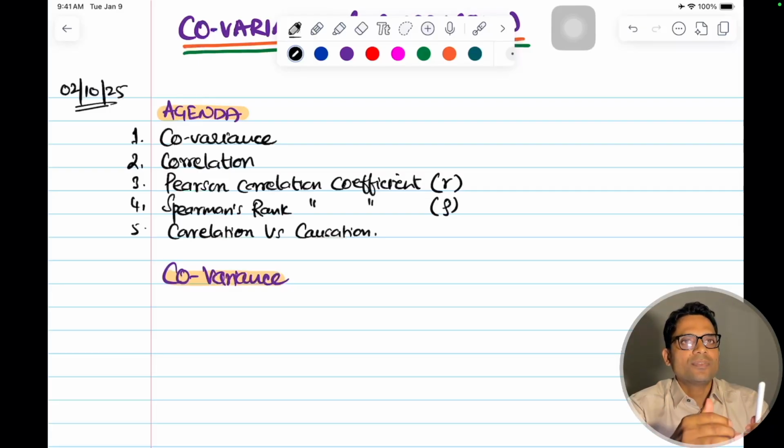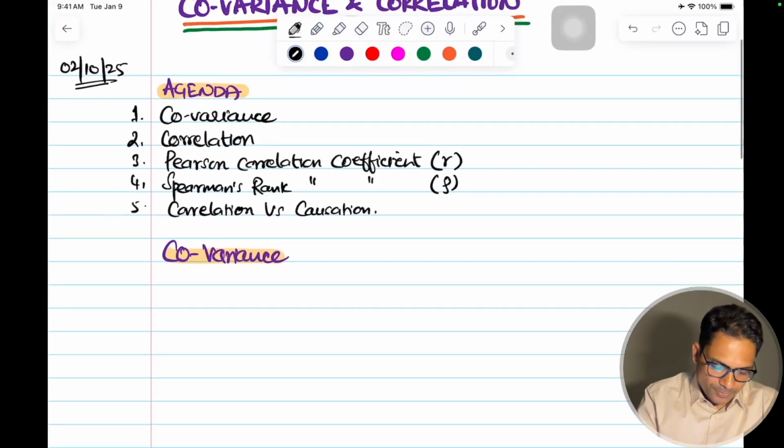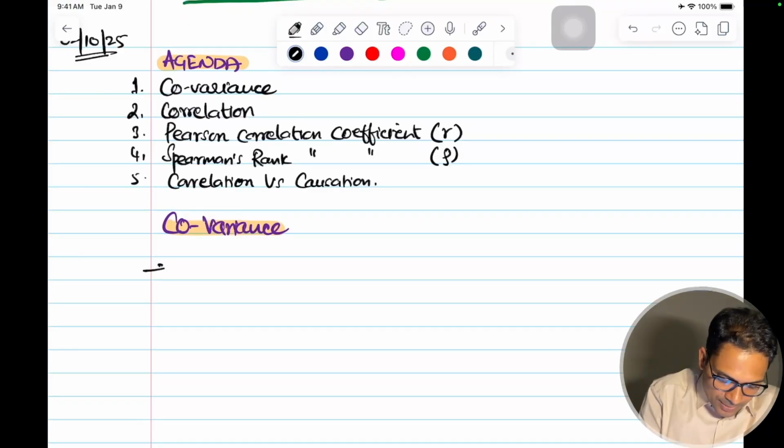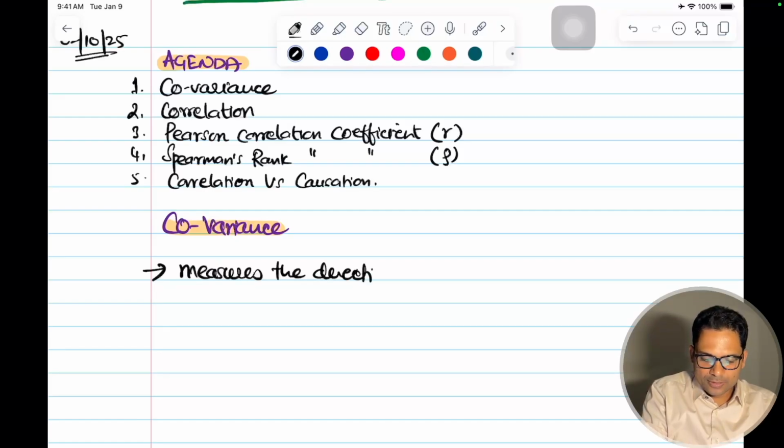That means if x is changing, how is y behaving? Is there a positive correlation? If x is increasing, is y increasing or decreasing, or is there no change? That's what it is trying to capture. So covariance measures the direction of linear relationship.